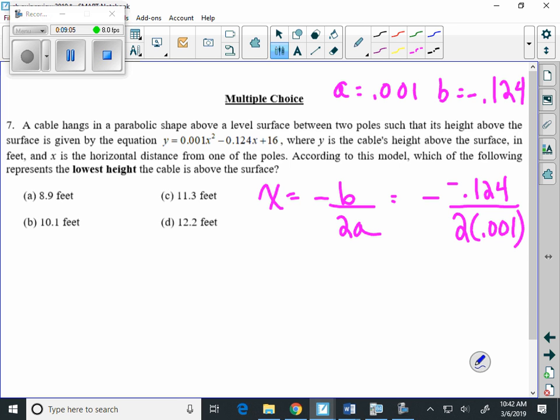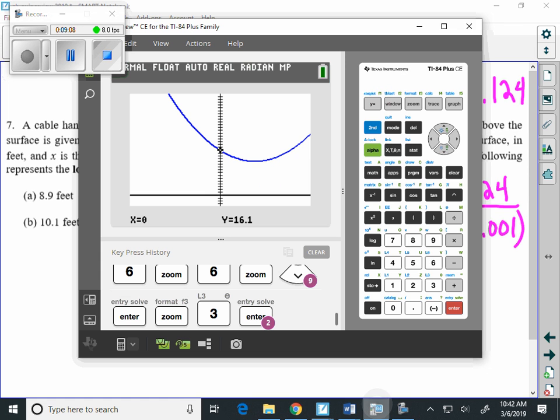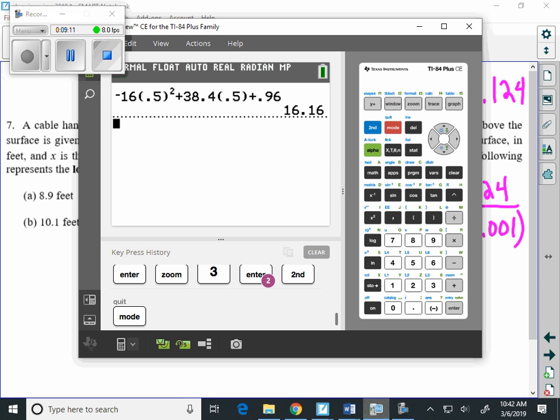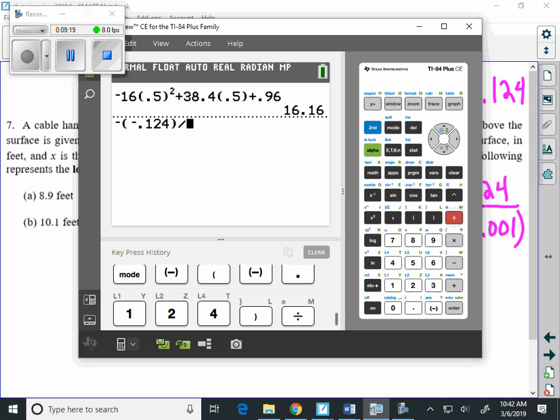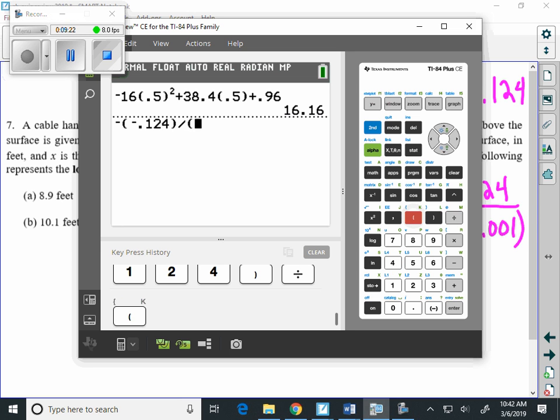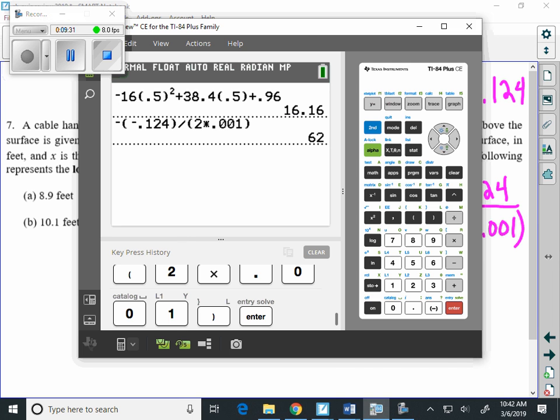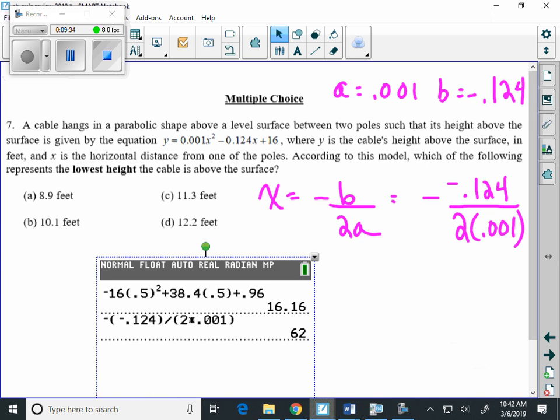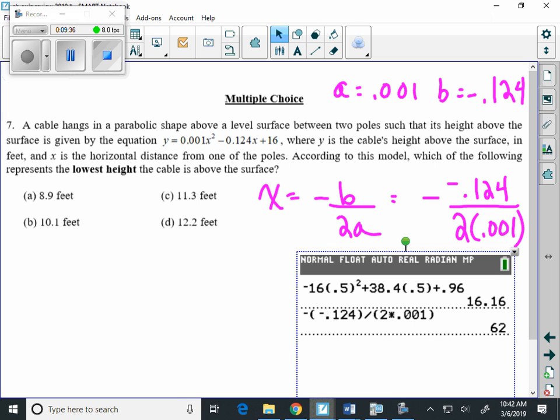When we type that in, negative, and then negative 0.124 divided by parentheses 2 times 0.001, we get 62. Which, by the way, is not the answer to this problem, because once we get to 62, we have to take that value and we have to put it back into the calculator for the x.